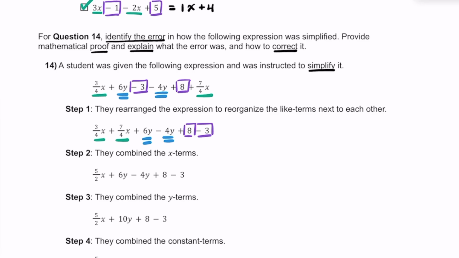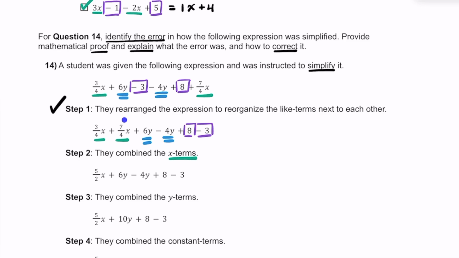I think they did a good job with step 1. I don't see any issues here. Next, what they did, it says they combined like terms. So they combined like terms just for the x's though, right? So they said that's what they did for the x's. So let's see if that's what they did.